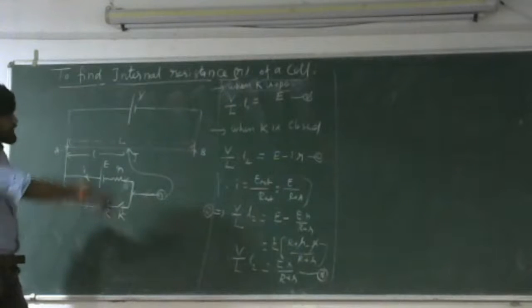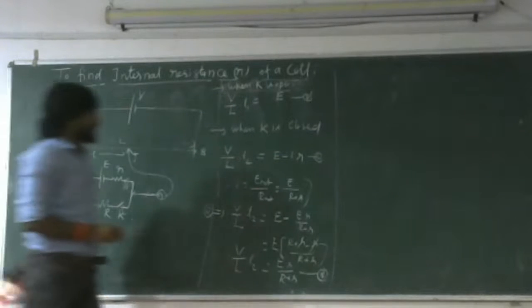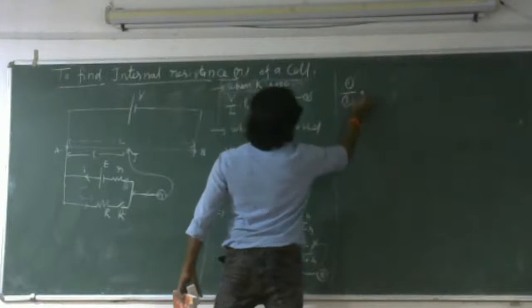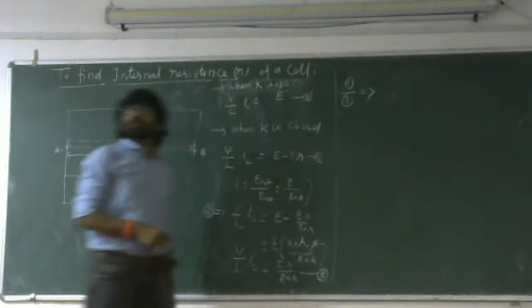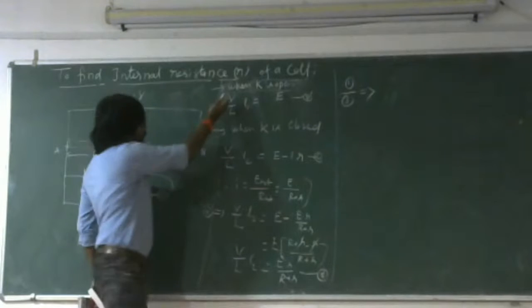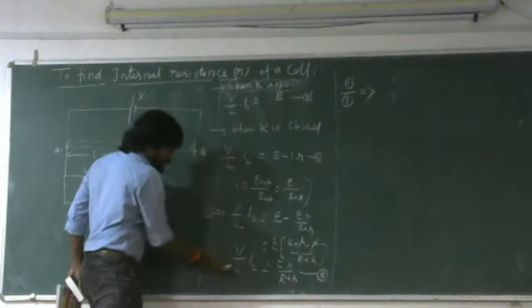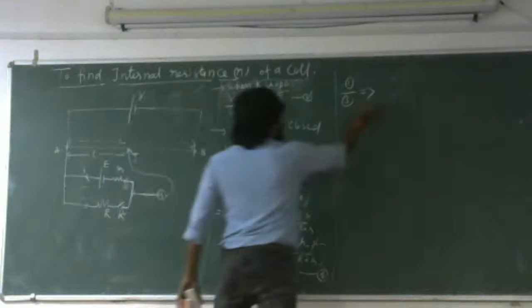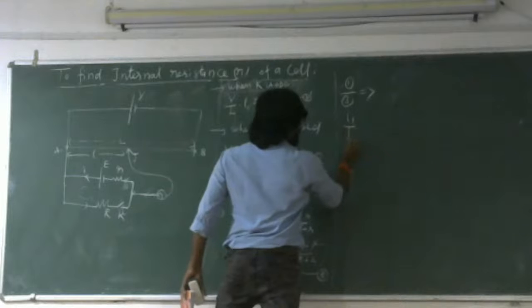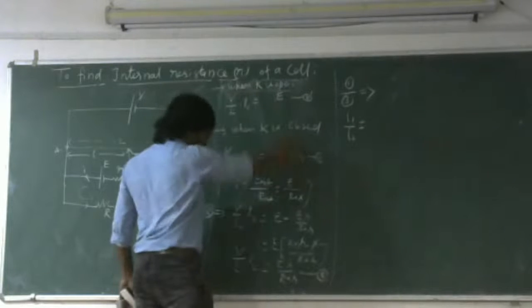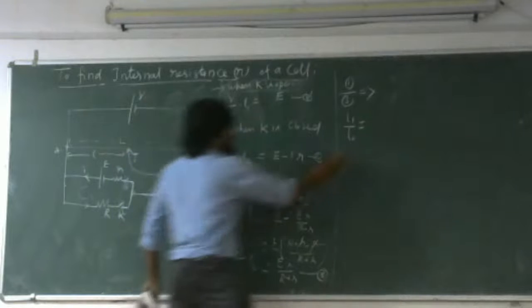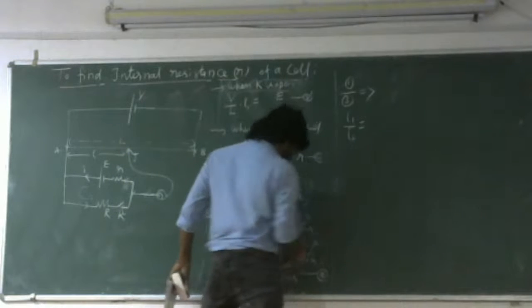Now if you take the ratio of 1 and 2, what do you get? Or 1 and 3, 1 divided by 3 or 3 by 1, either way you can take. 1 by 3 gives you V by L into L1 by V by L into L2. V by L gets cancelled. Left hand side part, what do you get? L1 by L2 is equal to capital E by E into R by this. E gets cancelled. So you will get 1 by R plus R.